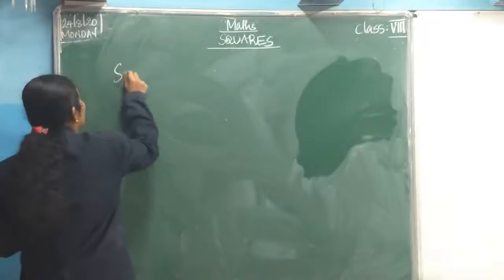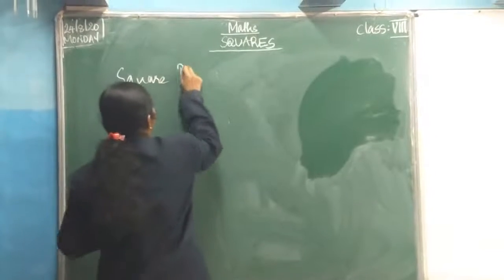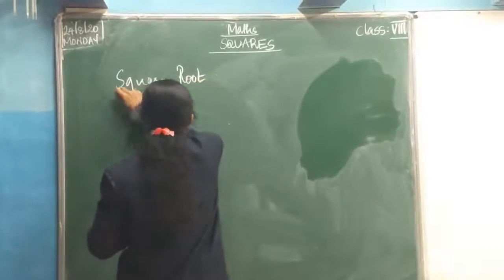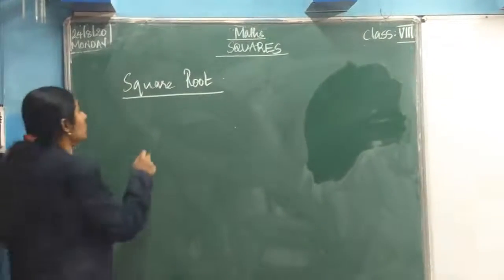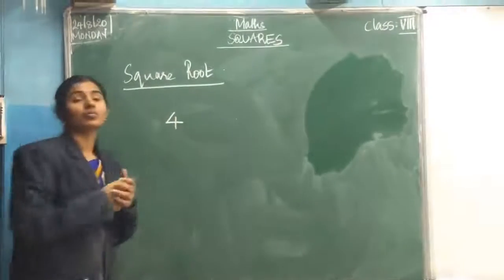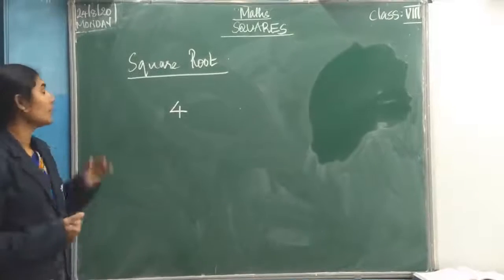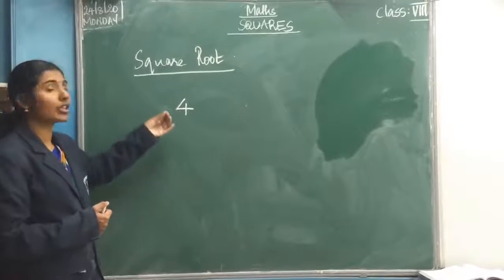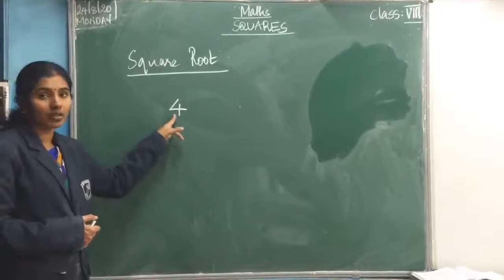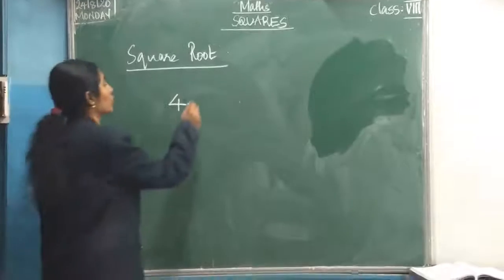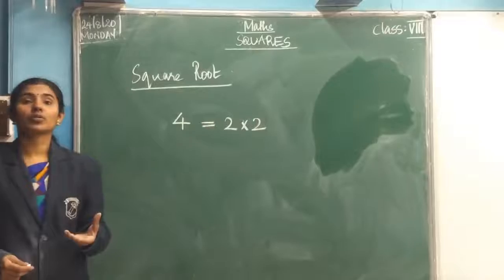Okay, you know about square. Now you should study about square root. What is meant by square root? When you are given one number, for example 4, you should find the square root of this given number. How to get 4? When you multiply 2 two times, you will get 4.